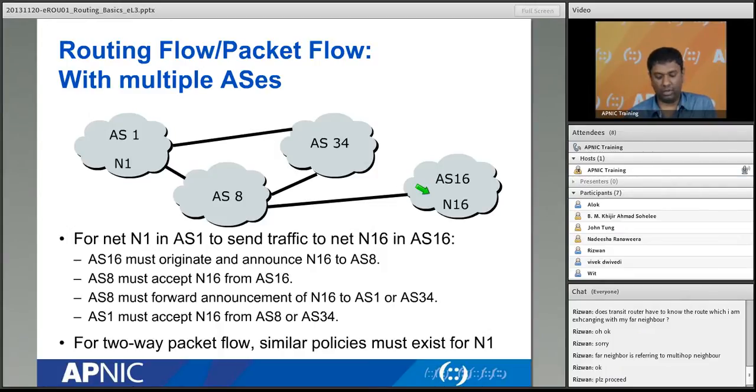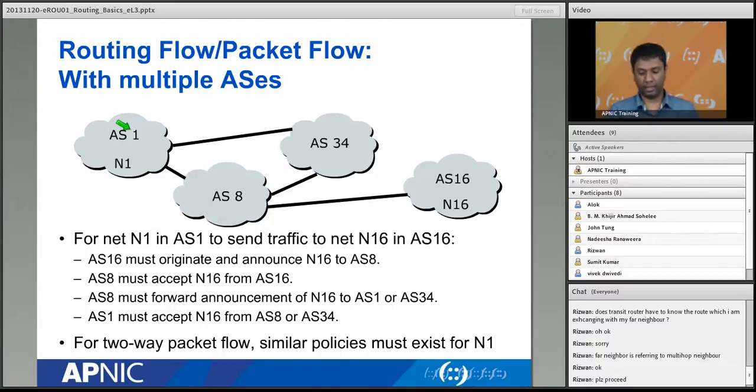AS16 is connected to AS8, then AS8 is connected to AS34 and AS1 on the other side, and AS1 and AS34 are directly connected, right? So in this situation, if we have a network N1 in AS1, to send traffic to N16 in AS16, what are the preconditions?